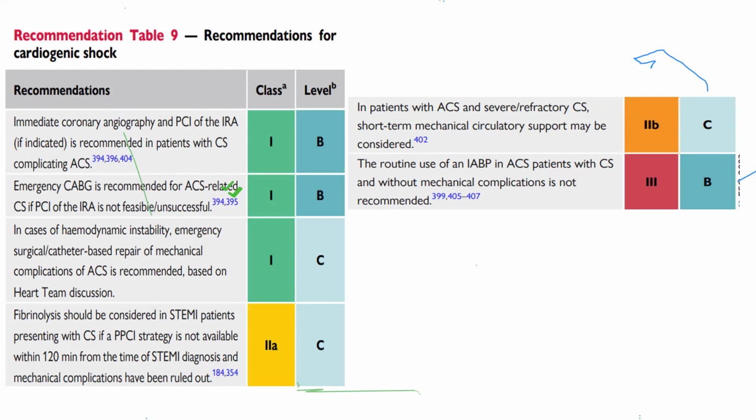In cases of hemodynamic instability, emergency surgical or catheter-based repair of mechanical complications of ACS is recommended based on heart team discussion. Fibrinolysis should be considered in STEMI patients presenting with cardiogenic shock if a primary PCI strategy is not available within 120 minutes from the time of STEMI diagnosis and mechanical complications have been ruled out. That is 2A. In patients with ACS and severe refractory cardiogenic shock, short-term mechanical circulatory support may be considered.